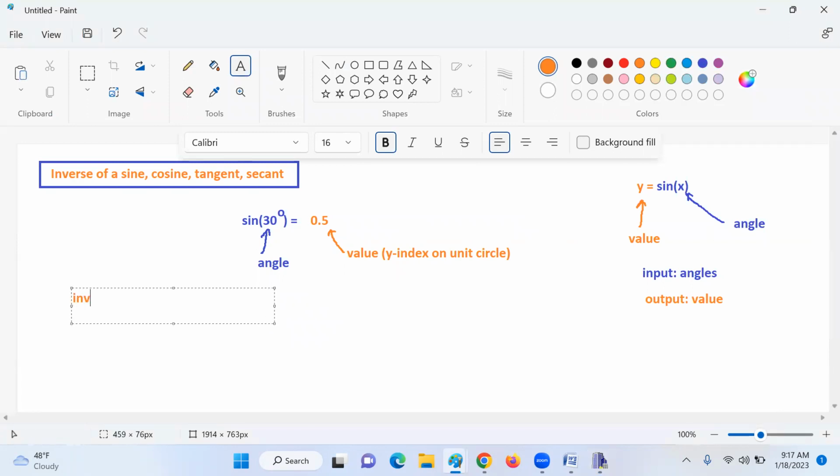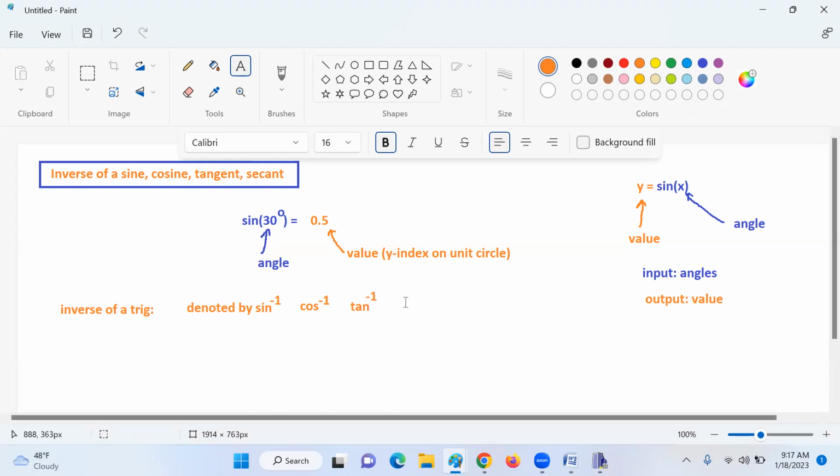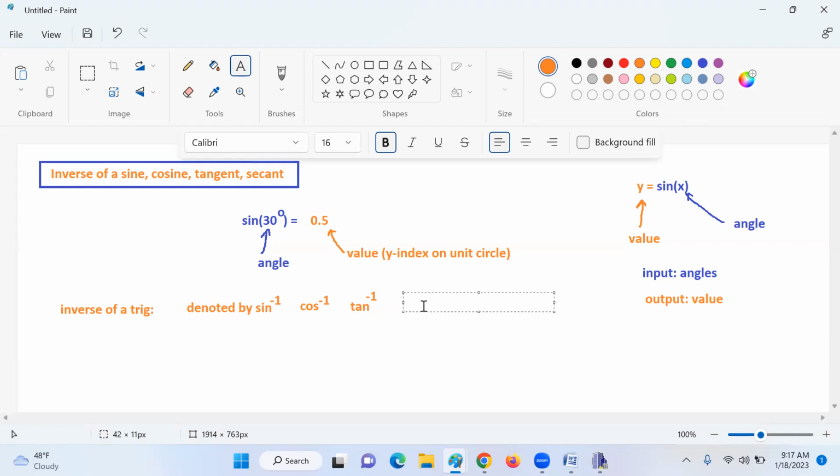So now we're going to go to the inverse. The inverse of the trig, okay? The inverse of a trig. So what does that mean? It is denoted by the sine to the -1. Okay, so this is what we have here. And then the cosine to the -1. Okay, and then the tangent to the -1. Okay, and then this is the secant to the -1. So most of these represent the -1 on top.